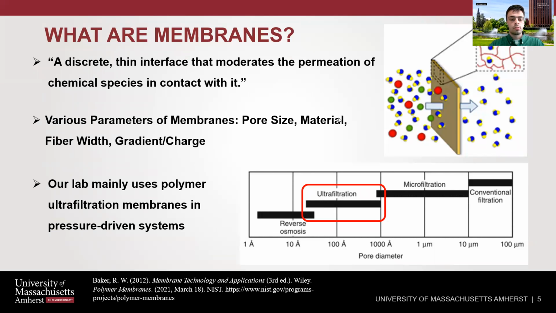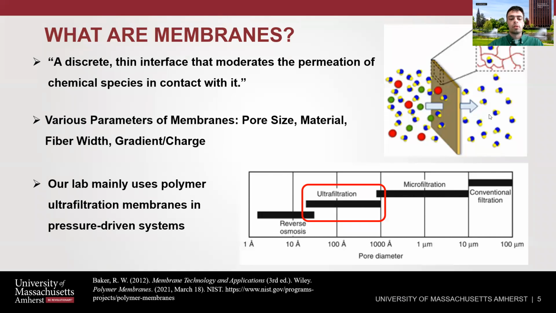So what are membranes? They are a discrete thin interface that moderates the permeation of a chemical species in contact with it. So in other words, membranes are like nets that stop some substances from passing through while letting others flow through freely.